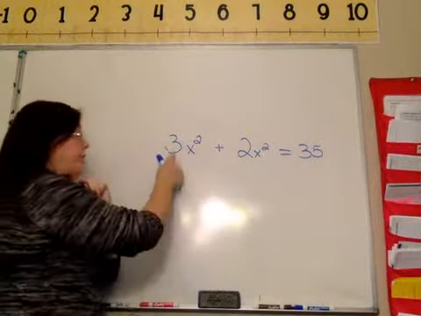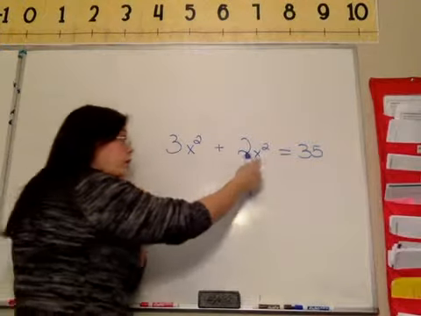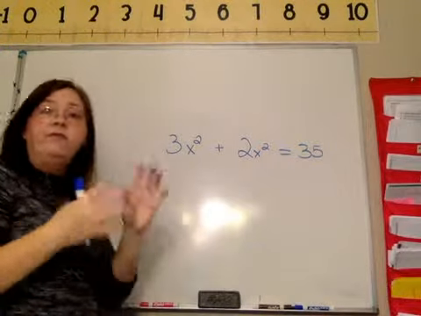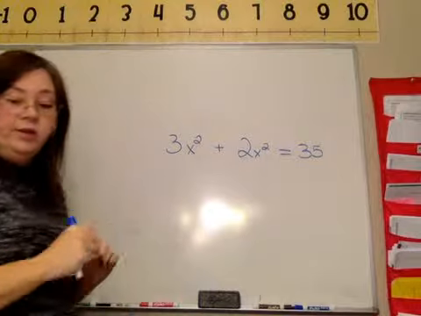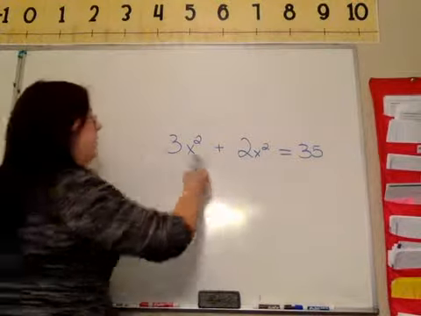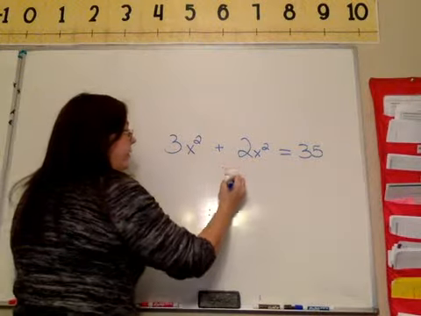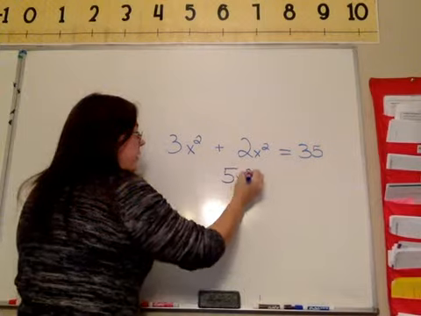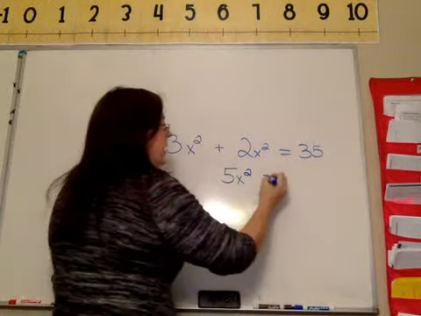It's like saying I have 3 apples and 2 more apples. Okay, you can combine those together. So the first step before you ever work that problem is to put these together. 5x squared equals 35.